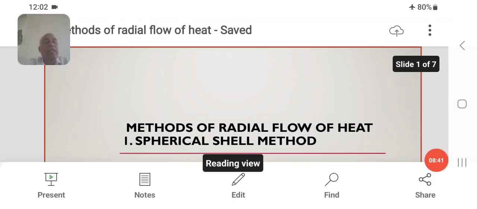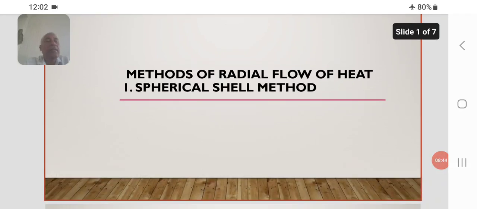In this way, we have discussed the spherical shell method and its case. Now in the next period, we will see the next part.